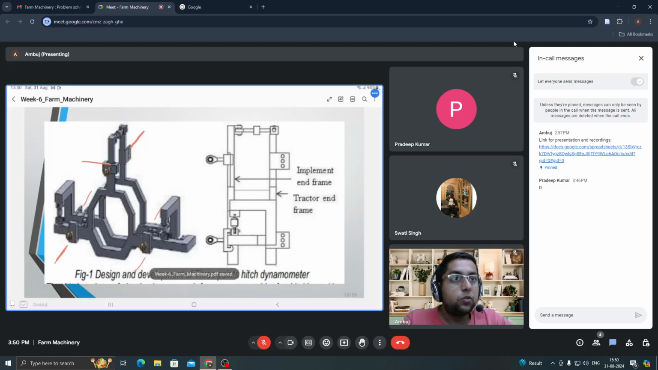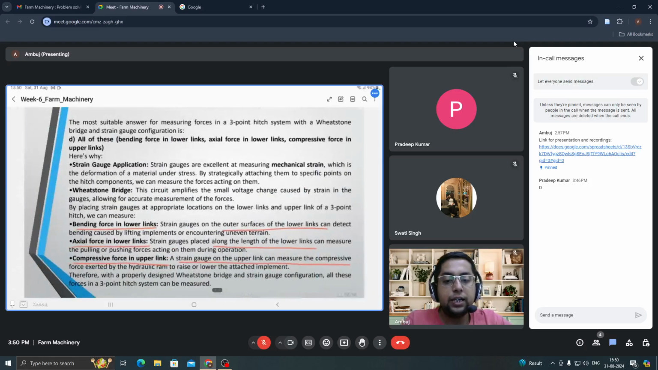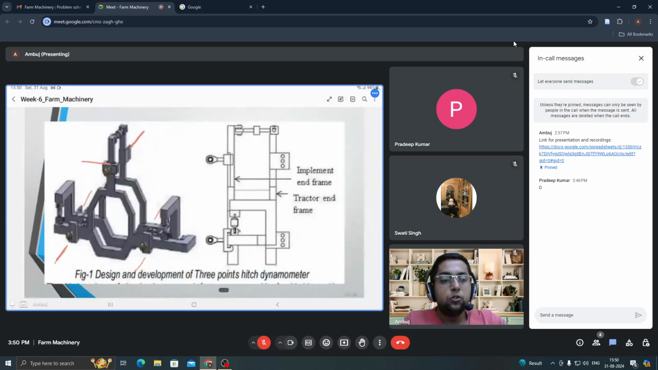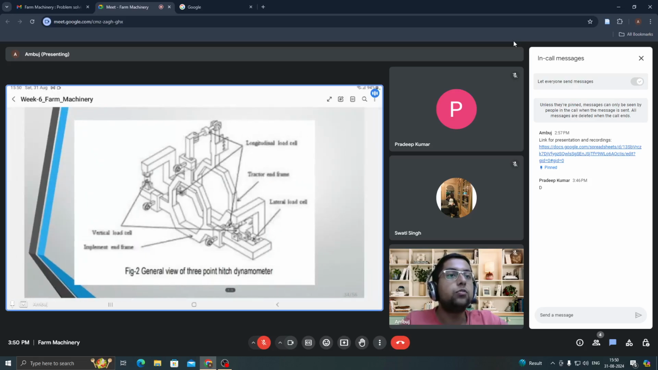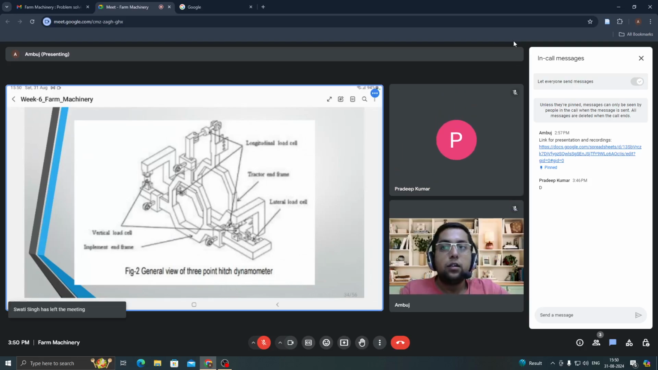What were the forces? The axial and the bending force in the lower link, and the compressive force in the upper link. It can be measured here using this 6 load cell configuration. How is it being done here? See here, the longitudinal load cell configuration has been given. The implement end frame is given. Here you can attach the implement.